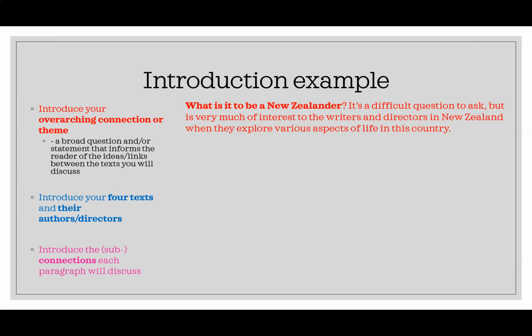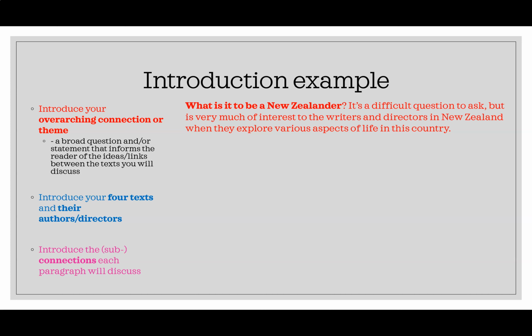So as you can see, what I've got in bold here, what is it to be a New Zealander? That's my overarching connection. That's a big one. It's quite broad, and that will be quite useful later on. And then in normal font, not bold font, I've just got a little bit of explanation around that. That's it. You don't need more than that. So just introduce your overarching connection and that's it. You don't need to write half a paragraph on that.